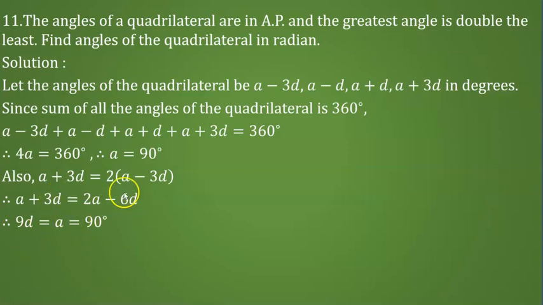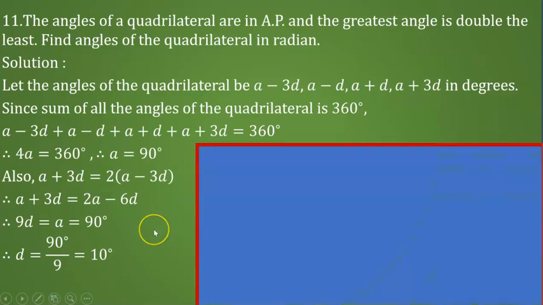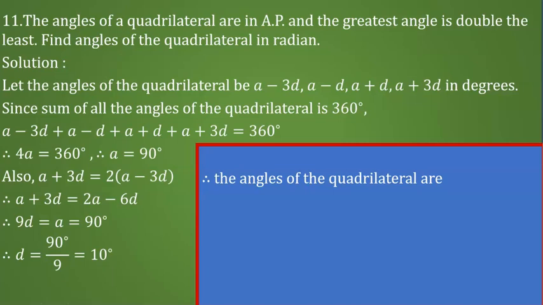Here 3d plus 6d, that is 9d, and 2a minus a, you will get here a, but we know the value of a, that is equal to 90 degree, and as 9d is equal to 90 degree, therefore d is equal to 90 degree upon 9, and hence d is equal to 10 degree. Now we know the value of a and d. We will find out all the angles of this quadrilateral.